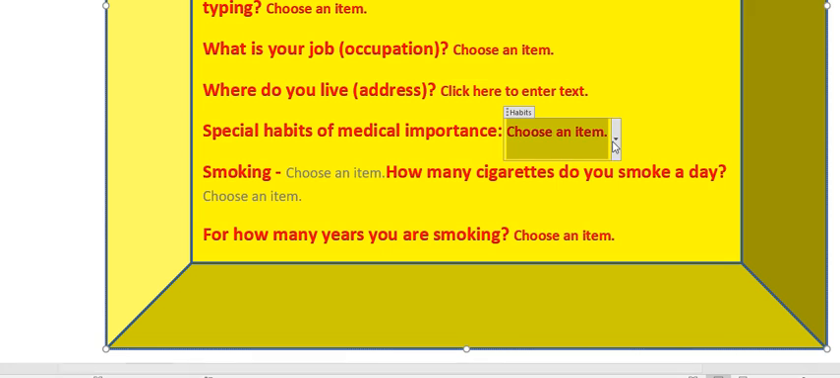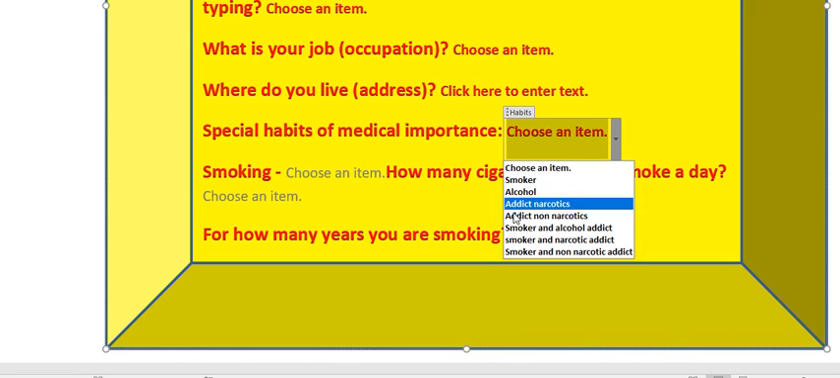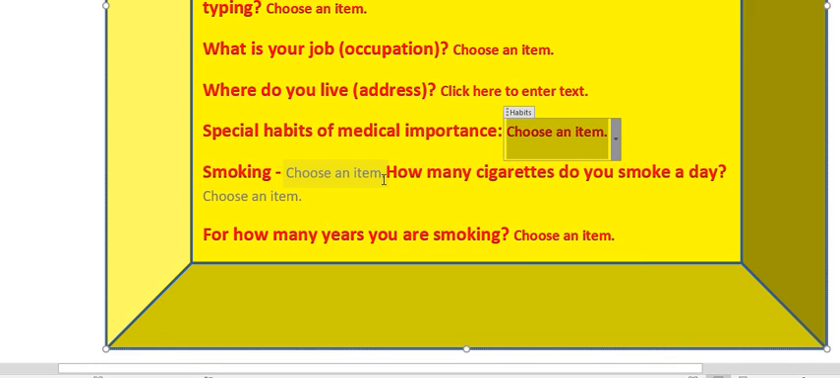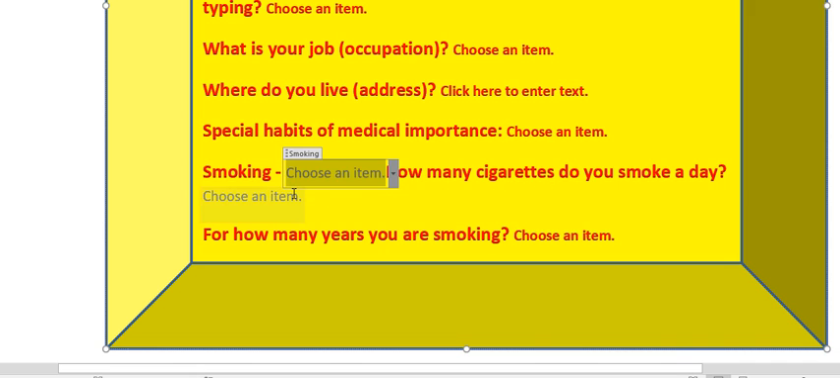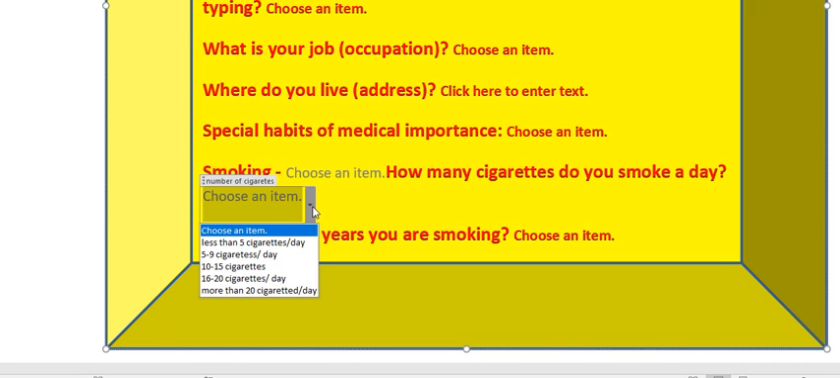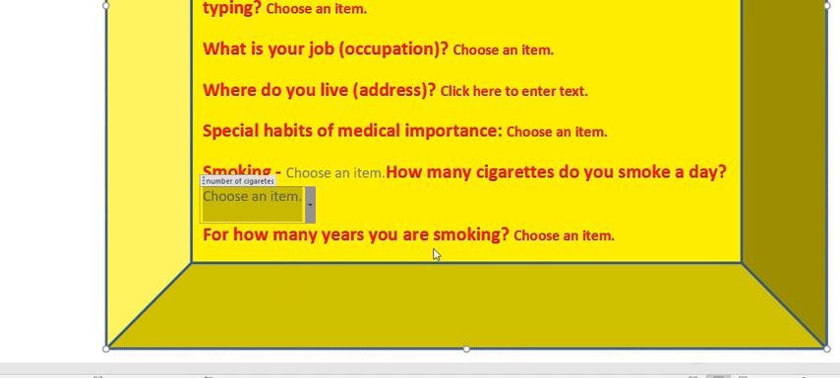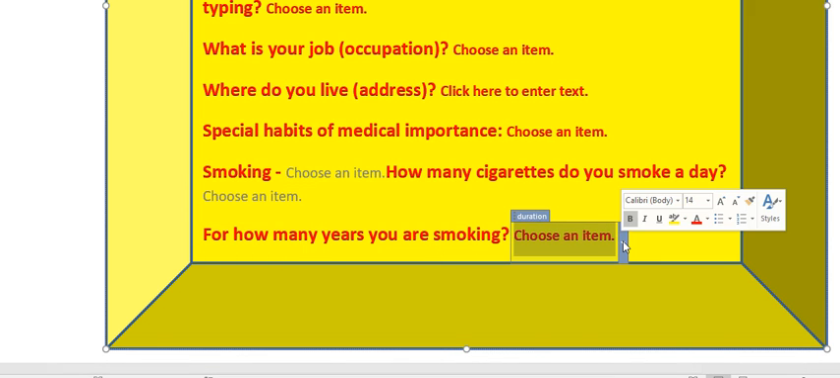Special habits as alcohol, smoker, addicts, narcotics or non-narcotics. She's smoking or not smoking. If she's smoking, how many cigarettes she's smoking per day? And for how many years she's smoking?